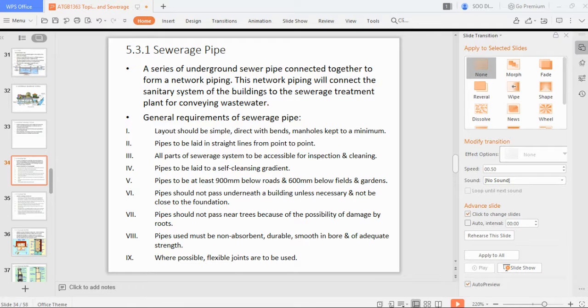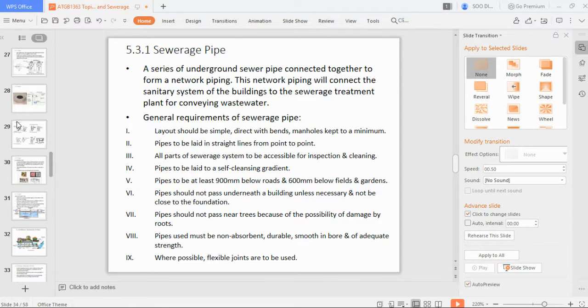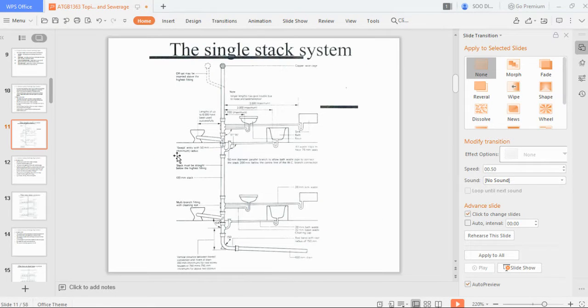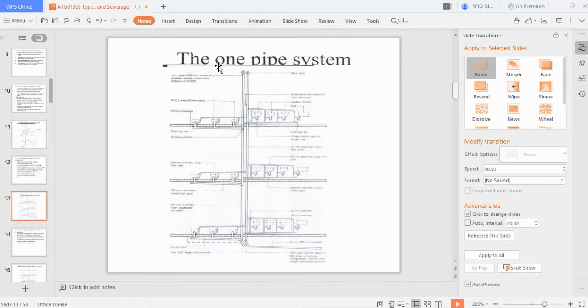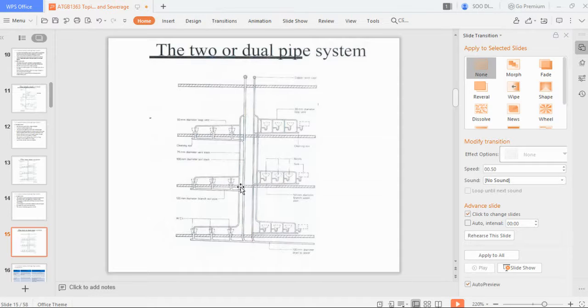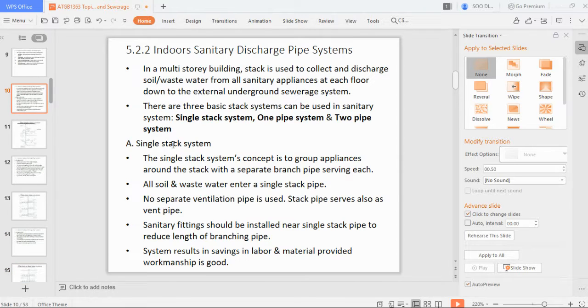just to answer your question quickly, if for your assignment you have chosen a residential type, you can still explain the system. Your system should be a single stack system if you are picking a residential unit. There's no point for you to pick a one pipe system or a two or dual pipe system, because this is actually for bigger buildings. So you can read through the requirement, the explanation here.